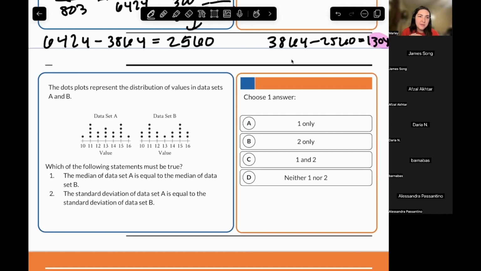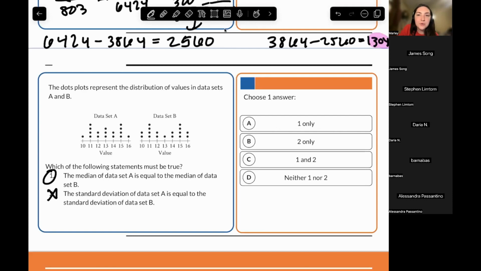All right, so we have some answers. I know people are probably still trying to look at this. Steven, do you want to explain why you chose A as your answer? I chose A because 13 is in the middle of both data sets. Mm-hmm. And I think standard deviation is like the amount of curve, and I think B has more curve going down and stuff. So yeah, I know two is wrong, so that's how I got my answer.